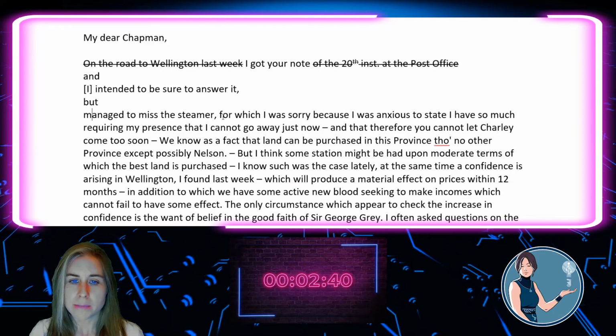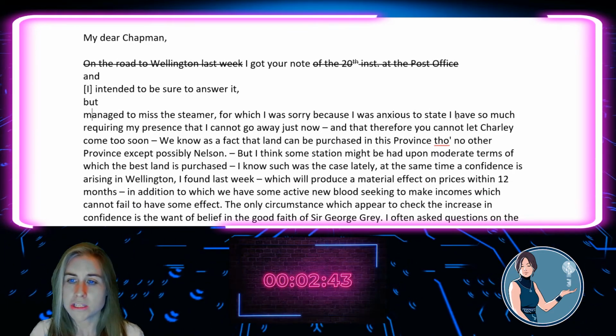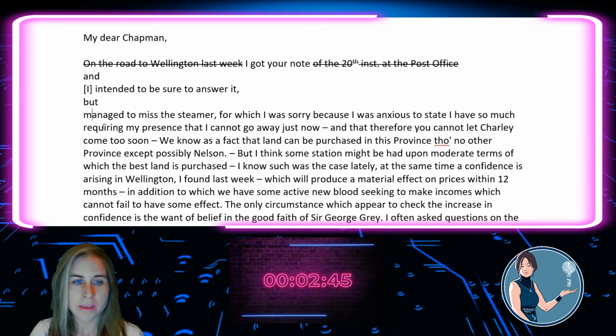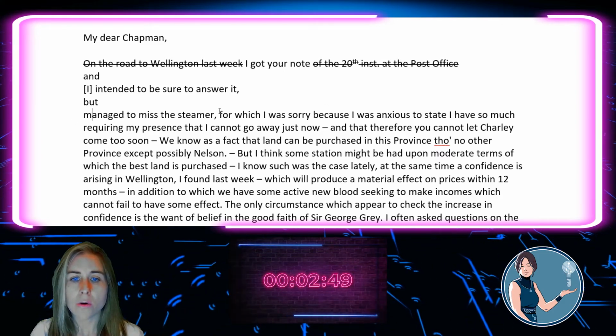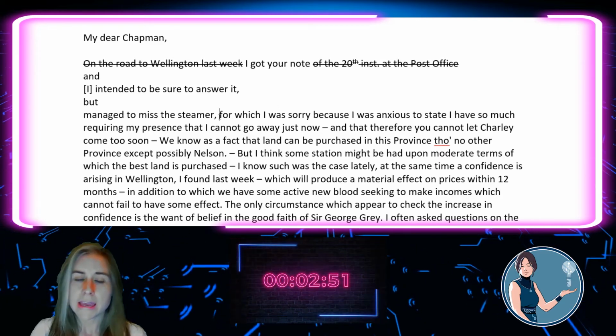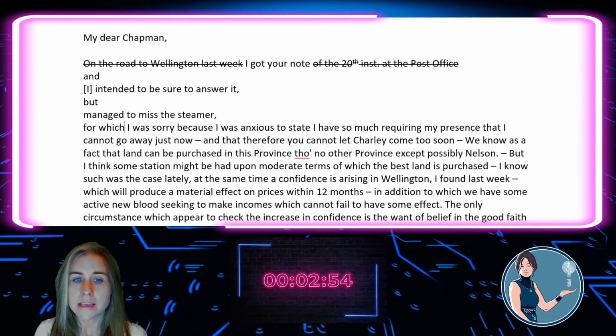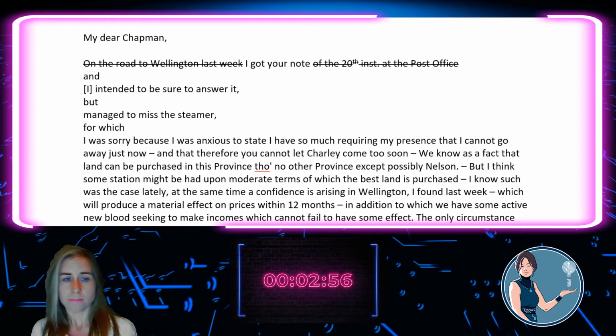Managed to miss the steamer, for which I was sorry because I was anxious to state, and he goes on. Managed to miss the steamer, for which I was sorry. Now, for which I was sorry indicates a new clause, a dependent clause.